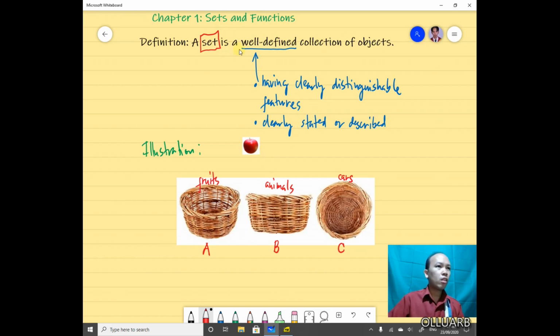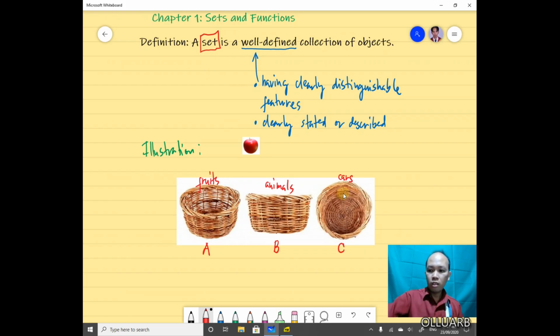it says here that a set is a well-defined collection of objects. Well-defined collection, and the meaning of the word well-defined is having clearly distinguishable features. Distinguishable features, meaning clearly stated or described. When you have an apple, as you can see here, then you can clearly identify the object, that this apple here belongs to this collection, this basket here.